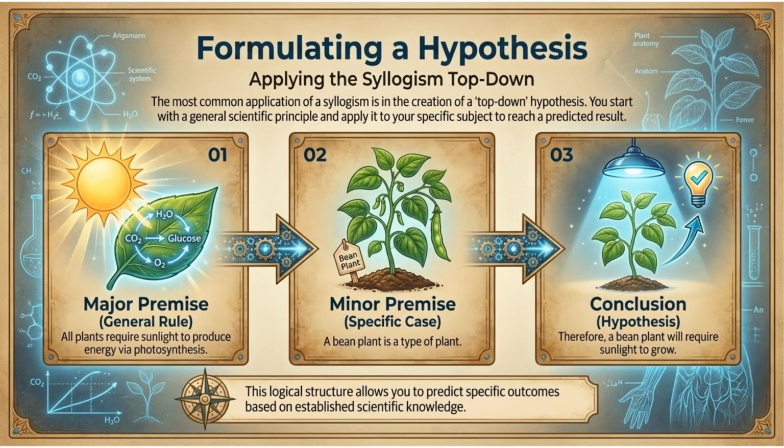You can use this structure to formulate a hypothesis. For example, the major premise is that all plants require sunlight for photosynthesis. The minor premise is that a bean plant is a type of plant. The conclusion, or hypothesis, is that a bean plant will require sunlight to grow.